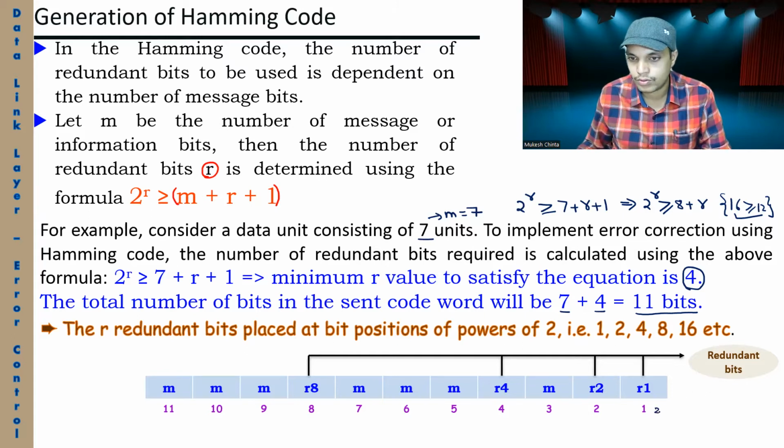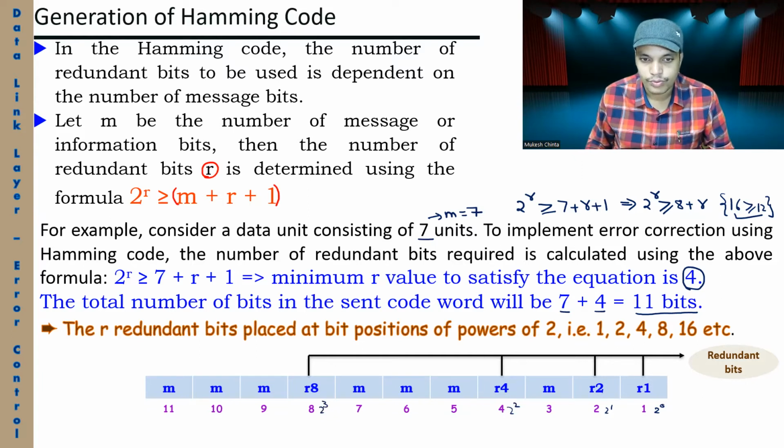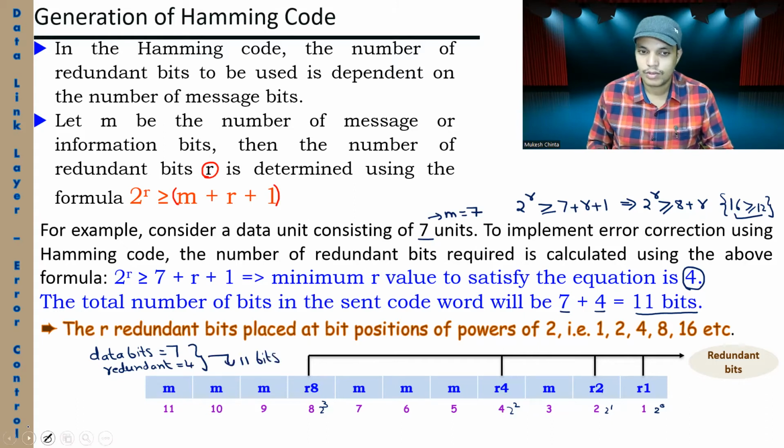These 4 redundant bits occupy the positions of powers of 2. So this is 2 power 0, this is 2 power 1, this is 2 square, and this is 2 cube. So these are the 4 bit positions which your redundant bits occupy. The remaining bits are occupied by your data bits. So the total number of data bits is equal to 7, and redundant bits is equal to 4, which makes the total code word length 11 bits.